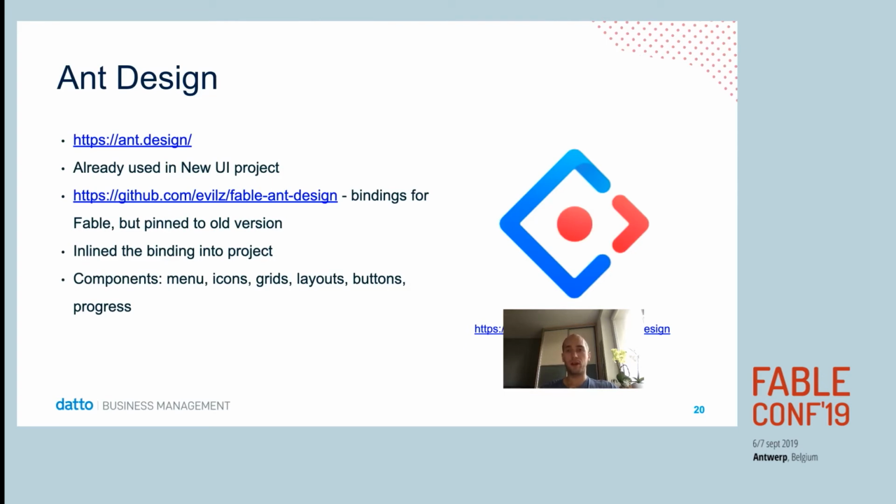Then for the CSS framework, we use Ant Design, and we are not using the Fulma project because Ant Design was already used in the new UI project, which I mentioned at the beginning. Because of that, we were restricted to use Ant Design, and there are Fable bindings for this framework. However, they are pinned to the old version of Fable. So because we want to use the latest bits of Fable, what I had to do was to take those bindings, inline them into the project, and fix the issues with the Fable incompatibility.